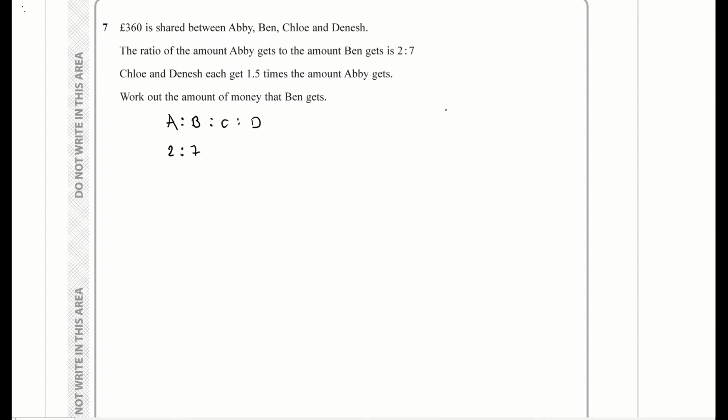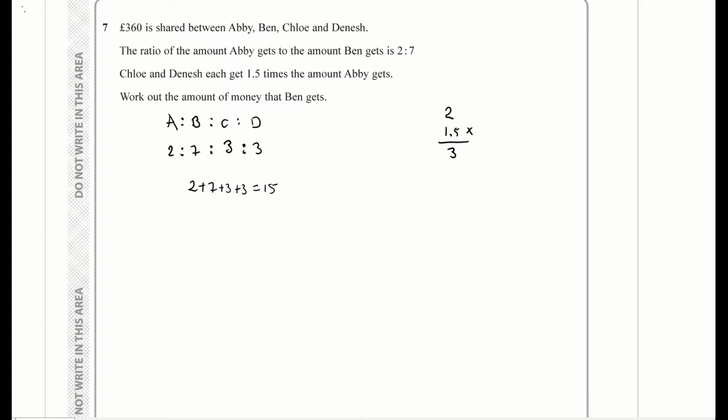It then tells me that Chloe and Denise get 1.5 times the amount that Abby gets. Well, Abby gets two parts, and both C and D are getting 1.5 times that amount. So I'm going to multiply 2 by 1.5, which gives me 3 portions. So that then gives me a ratio. Remember, it says that Chloe and Denise each get 1.5 times Abby, so they are going to be the same amount. So that's 2:7:3:3.